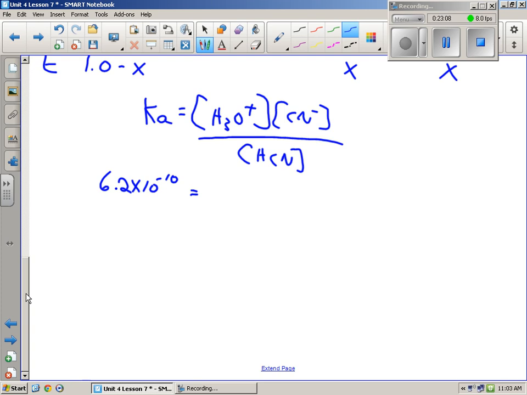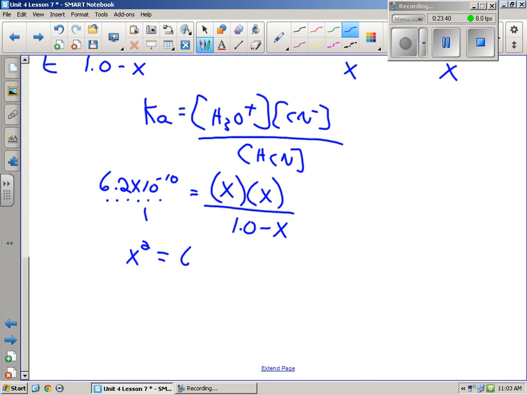What's H3O+? Well, that's an X. What's CN minus? What's HCN? Well, I actually know that one. It's 1 minus X. So those are the concentrations that I've determined at equilibrium. So we need to solve for X. I will maybe do a little cross multiplication if that's okay for you. 1 times X squared equals 6.2 times 10 to the negative 10 times 1.